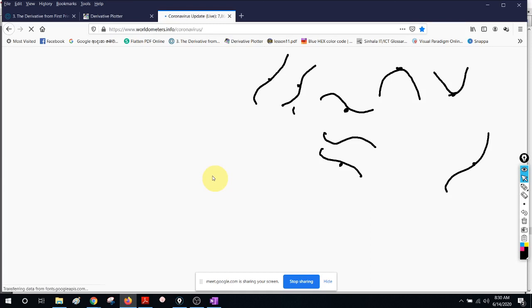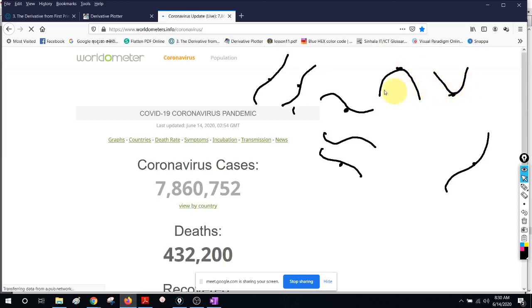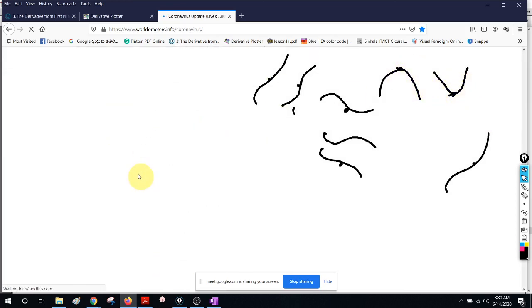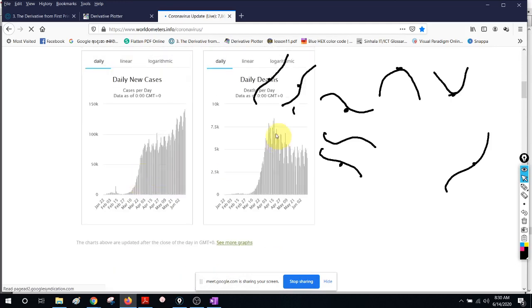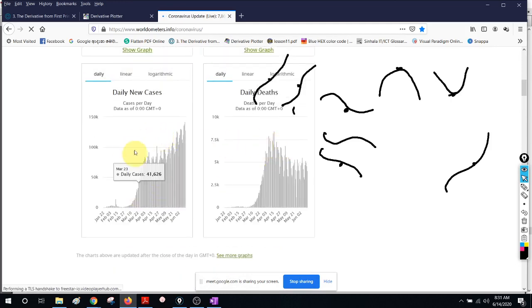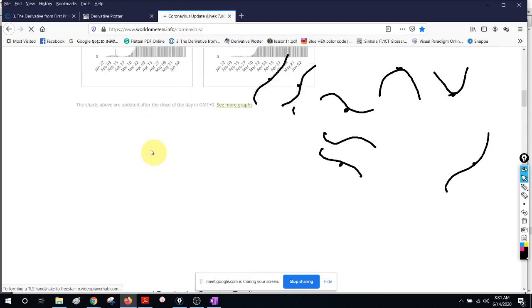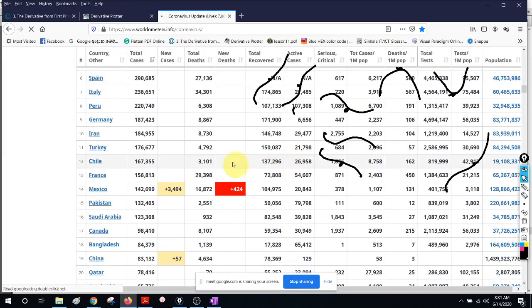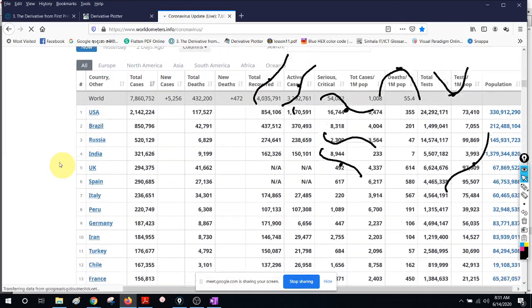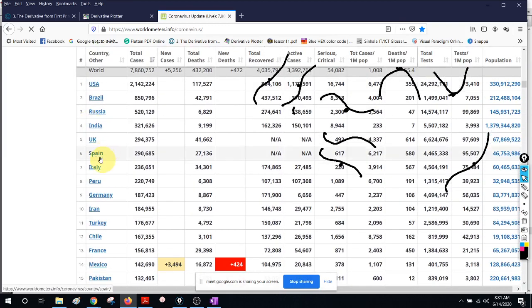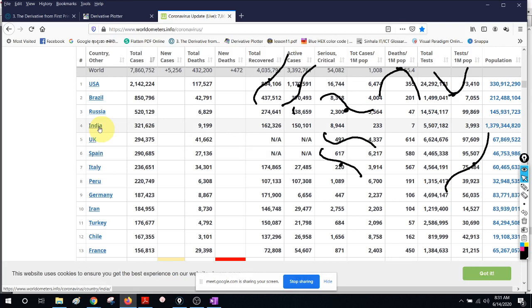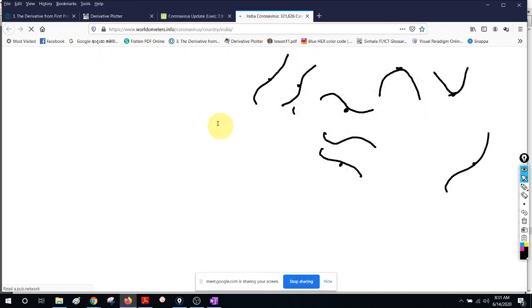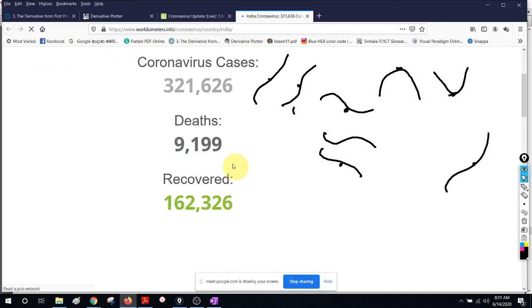So let's take an example. You can see everyone is interested in this maximum and minimum. Those are called critical points. Now we can look at the world. This is the new cases. Let's take something like India, and see whether they have passed that maximum or whether they are still reaching the maximum.